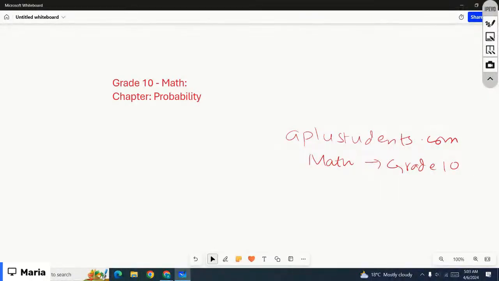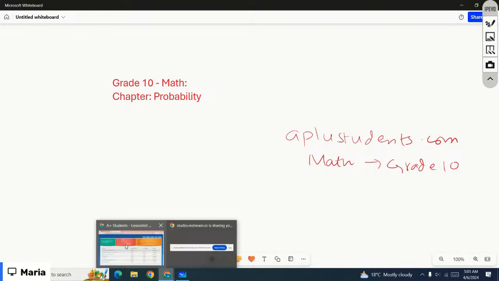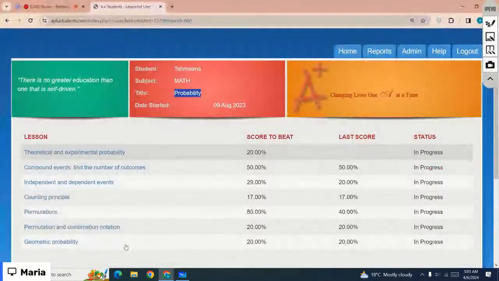We're going to start with the chapter probability. Please make sure you have your notebook and pencil so that you can note down the important examples and definitions as well. Here I am on grade 10 math. The chapter we are working on is probability. Let's just start with the lesson.